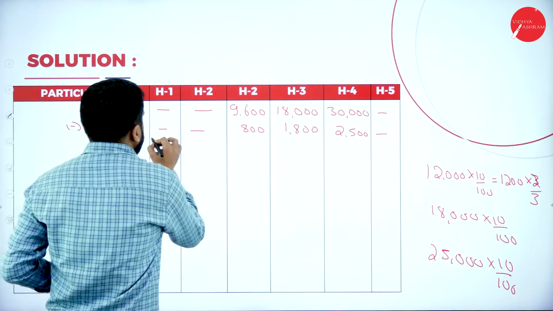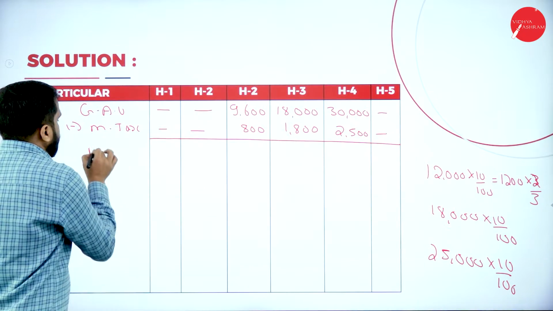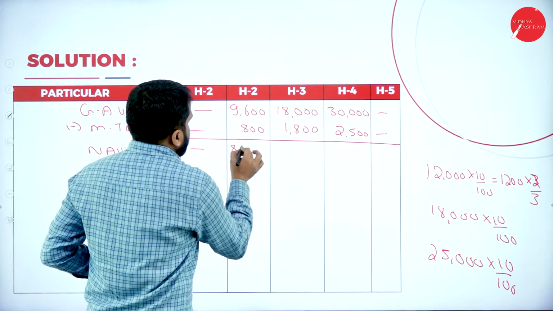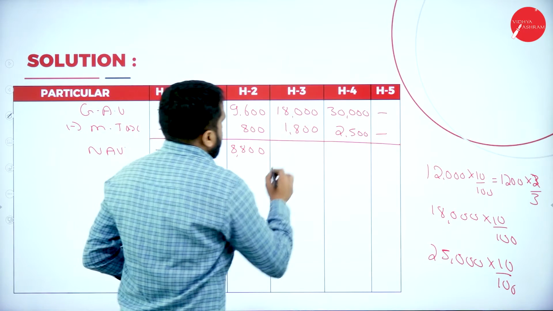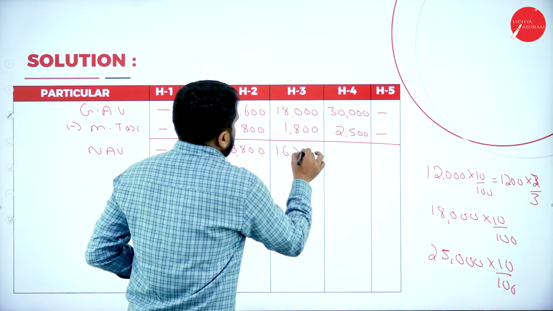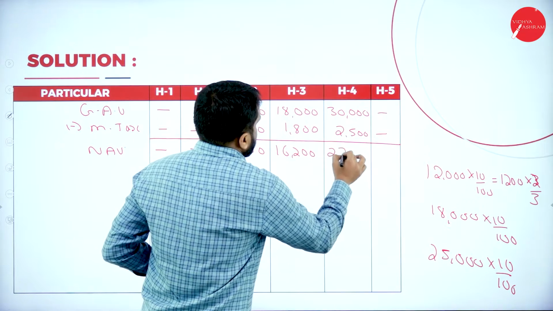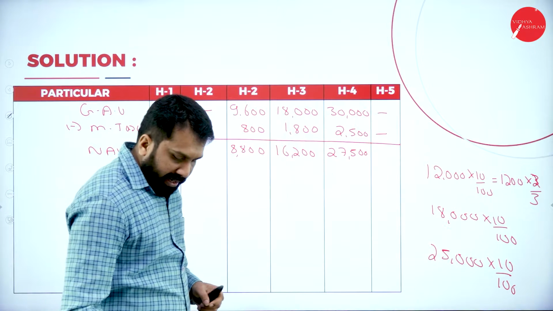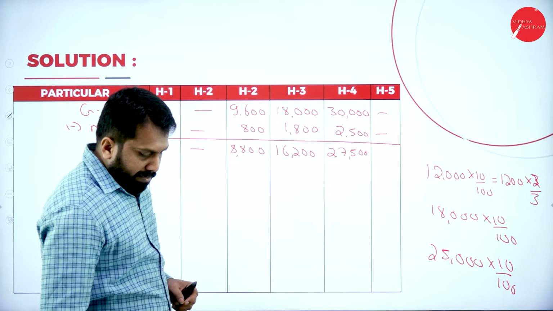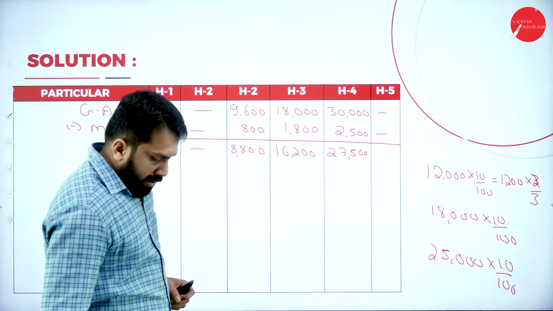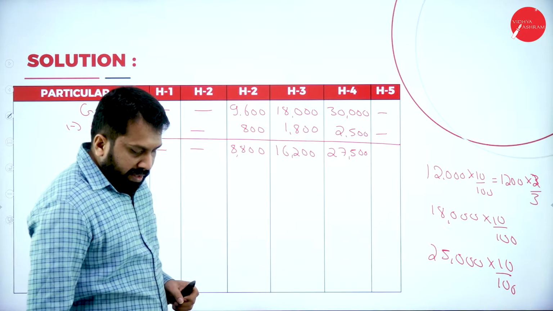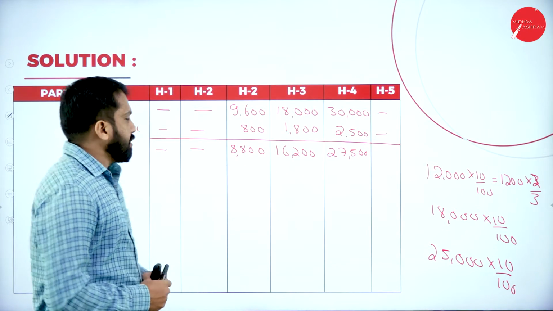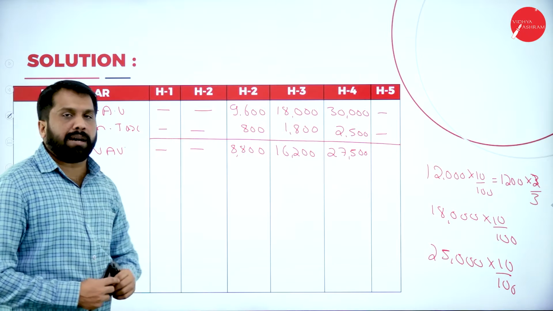So we'll calculate your net annual value. This will be nil. This will be 8,800. Then it will be 16,200 and 27,500. I'll calculate this first. 18,000 minus 800. Yes, I got the same answer. So it is your 16,200. Hope you are clear. Yes, good. Now, up to this we have completed.